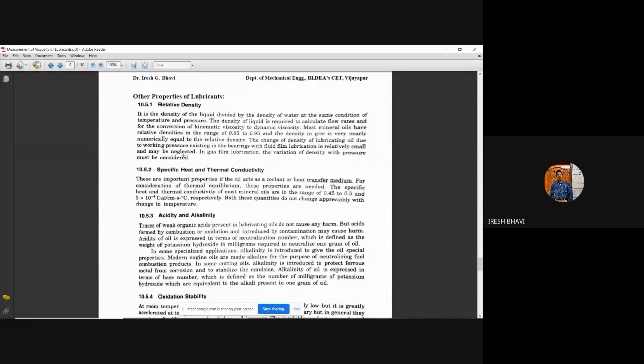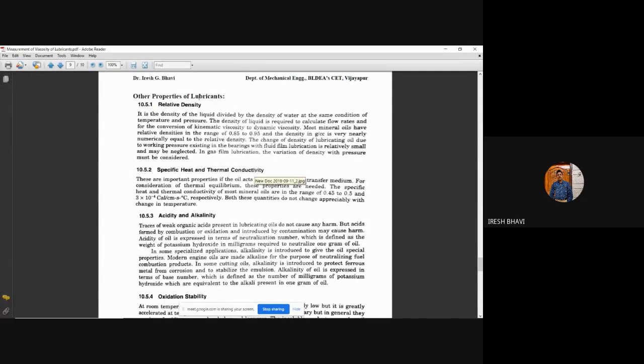Then specific heat and thermal conductivity. Specific heat is also very important. Specific heat means the heat absorption capacity of that lubricating oil at different temperatures. And what is thermal conductivity? Thermal conductivity is how the heat is transferred in that lubricating oil. Because when the lubricating oil is circulated in the bearings and in the engine parts, what happens? Lubricating oil not only lubricates the parts, it will also carry away the heat generated in those bearings and in those parts where relative motion is there.